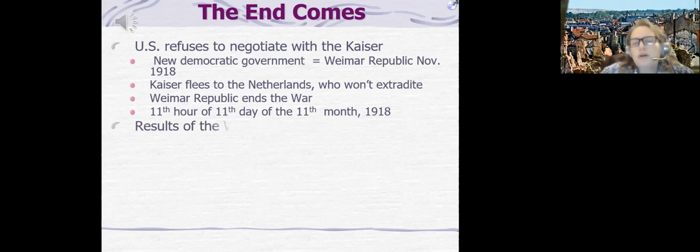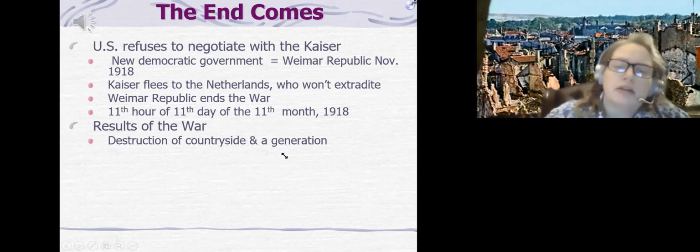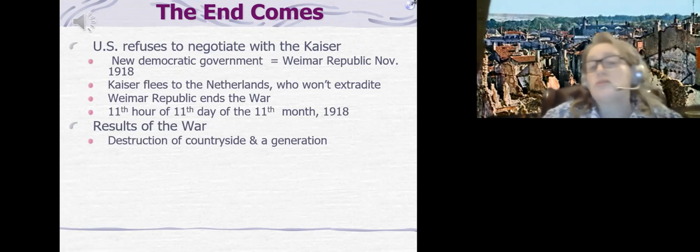Now, the war itself is going to destroy the countryside and a generation. Towns all over France and Belgium look much like what you see behind me at Verdun. And we've talked about the unexploded mines and the bodies that are still unearthed. You can't really farm there for a little while. There's just too much gunpowder in the soil. So it's not going to be a particularly pretty picture.